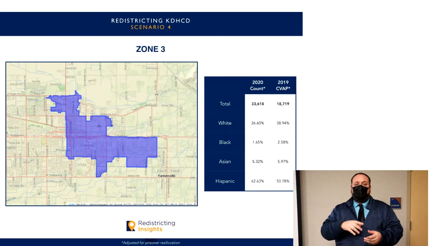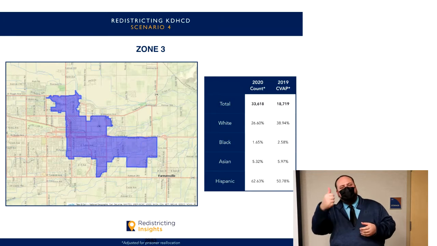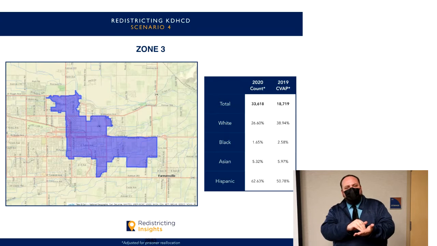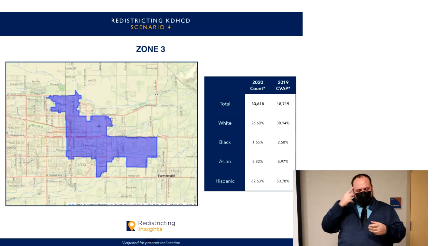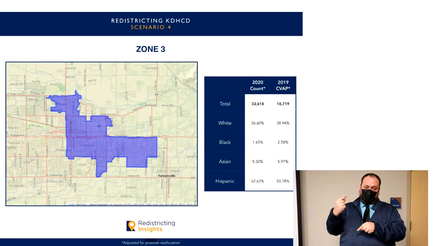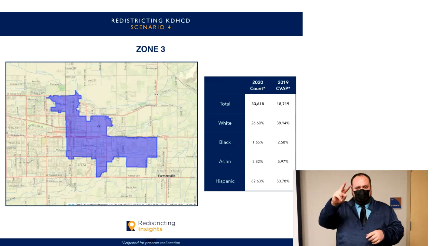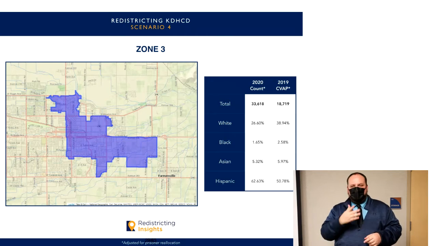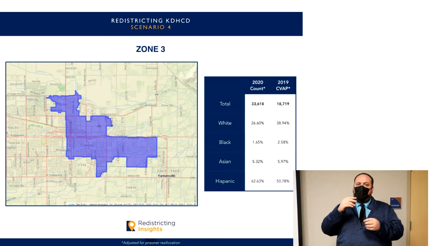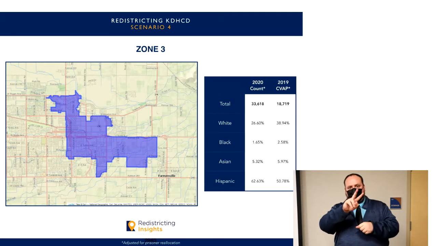And then for this one, we also have another fairly central district to Visalia. This one is 1.51% over the population deviation, 50.78% Hispanic CVAP, and takes in a large portion of the rest of Visalia, staying pretty central to Visalia, taking in that eastern side.